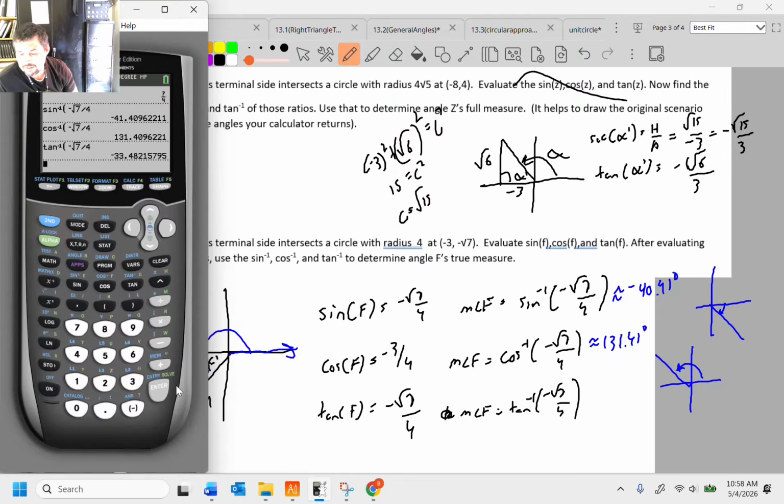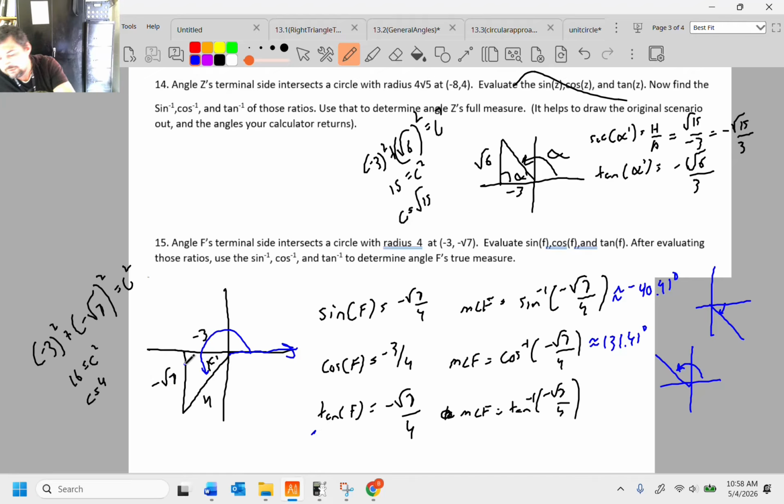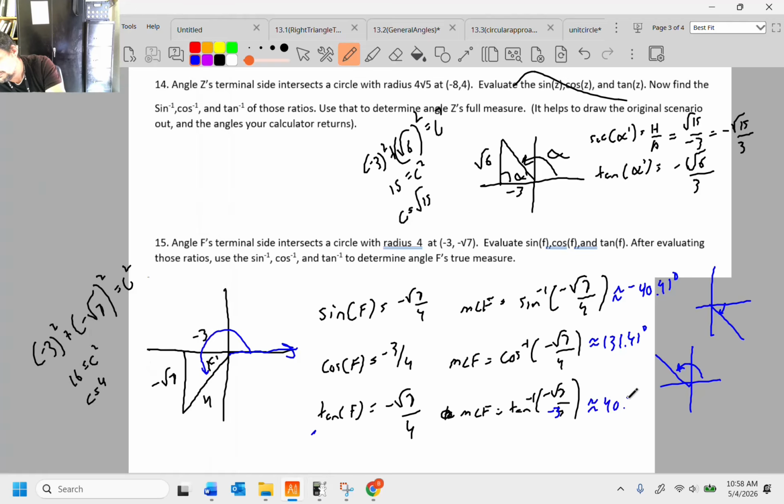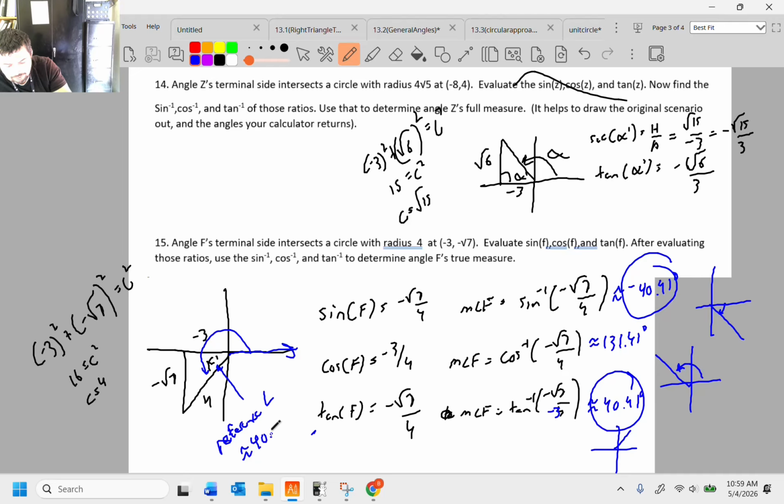Oh, because it's not right. It's not over 4. It's over 3. That's why. It was supposed to be the same as A. And it was over negative 3. And it's 41.41 degrees, which would be an angle in quadrant 1. Now, what you actually figured out here was that this reference angle is about 40.41 degrees.